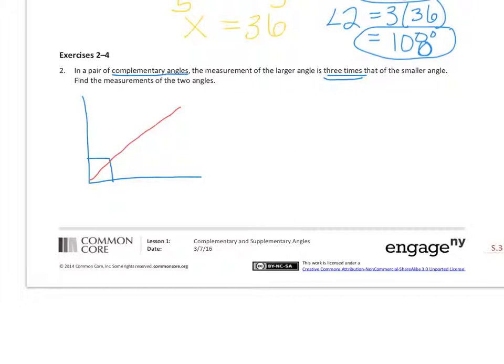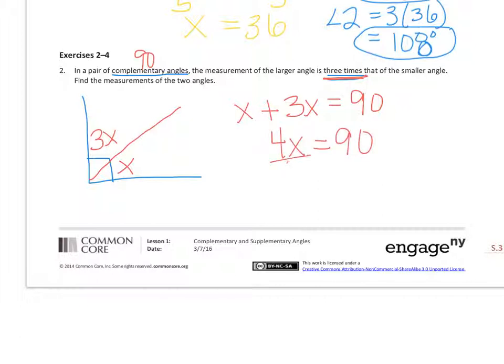So if I have a smaller angle that is x, and then I have a larger angle that is 3 times that, I would simply just say, well, it's 3 times x. If one's x, the other one's 3 times bigger. All right, so now that I have a visual and I kind of know what's going on, I'm ready to set up an equation. So if I take x plus 3x, what does it equal? 90 degrees, because that's what complementary means. All right, couple steps here to solve for x. Divide by 4.